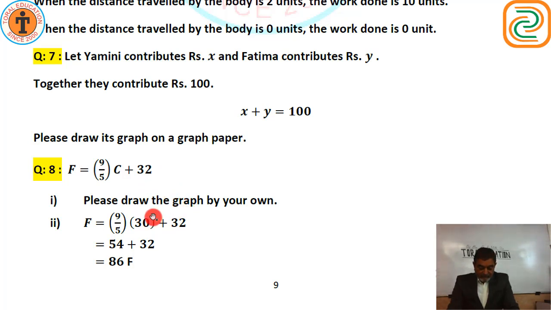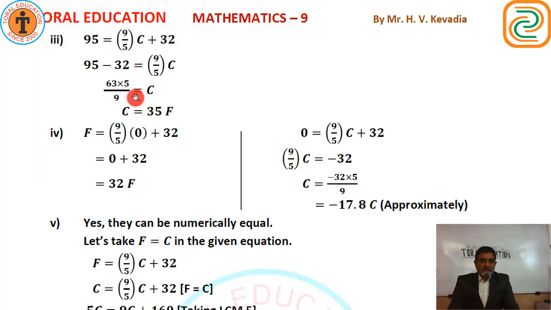Second question is, if temperature is 30 degrees Celsius, what is the temperature in Fahrenheit? Celsius is 30, so I have taken here 30. 6 5s are 30, here will be 6. 6 9s are 54 plus 32, that is 86 degree Fahrenheit. So it was the second question. Now it is the third.